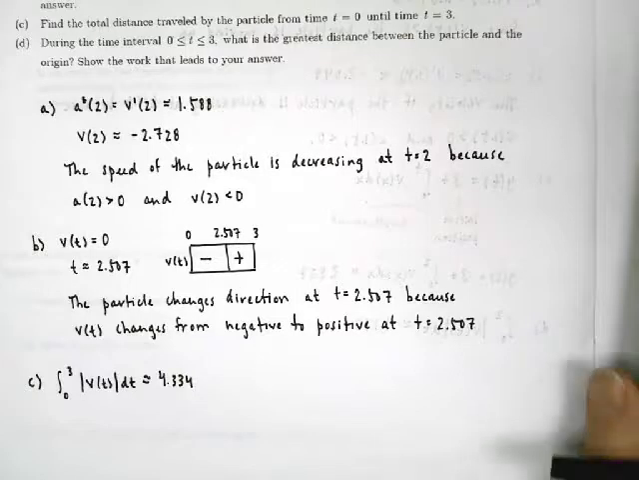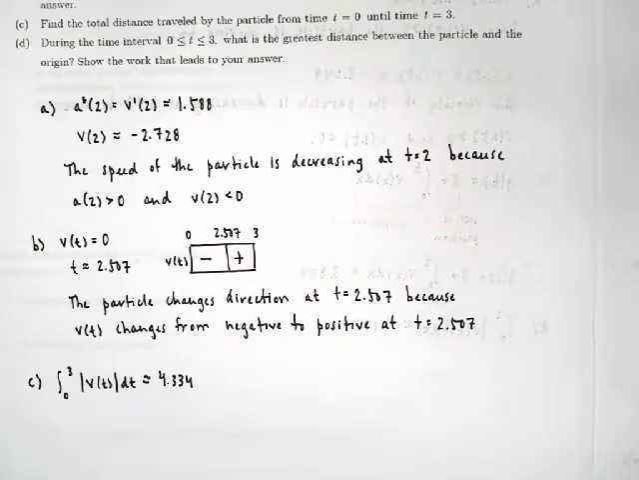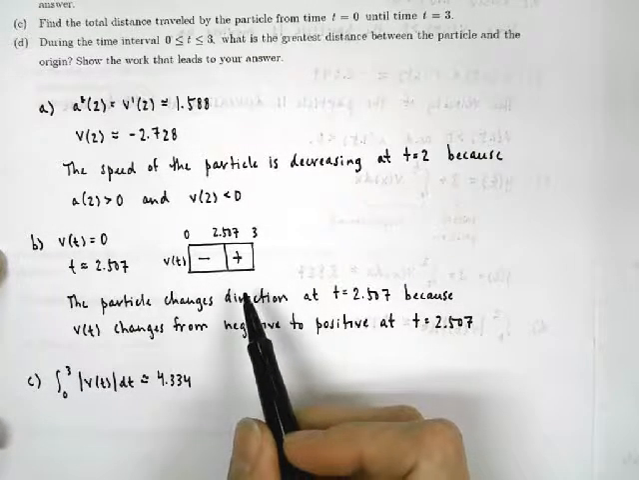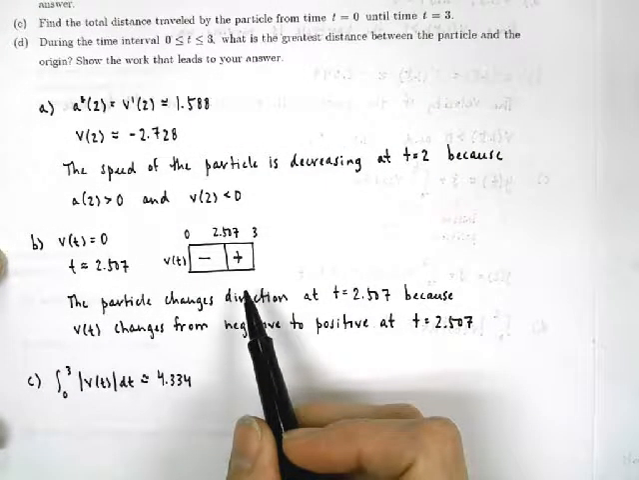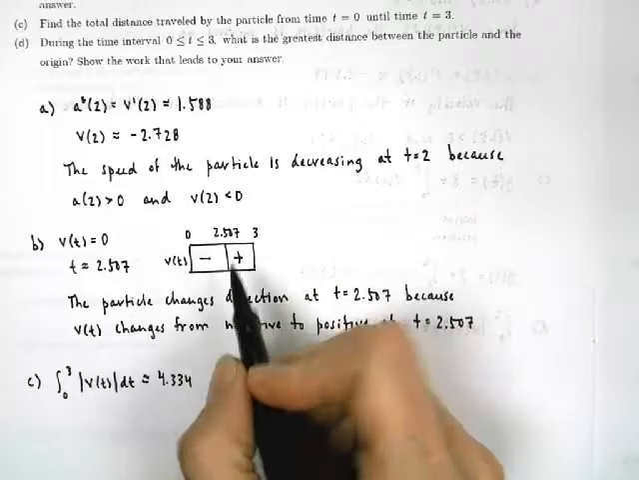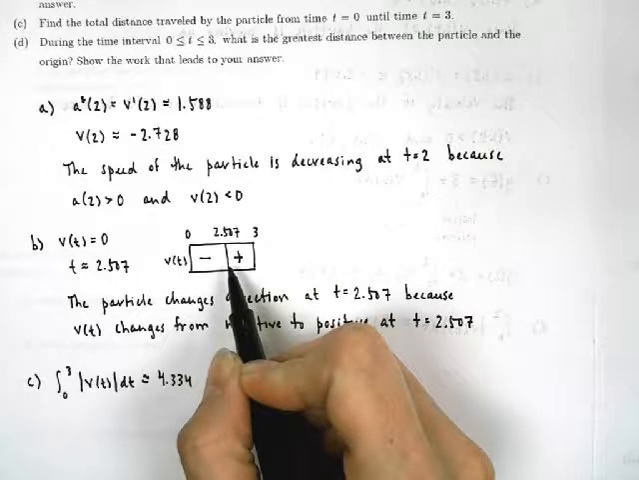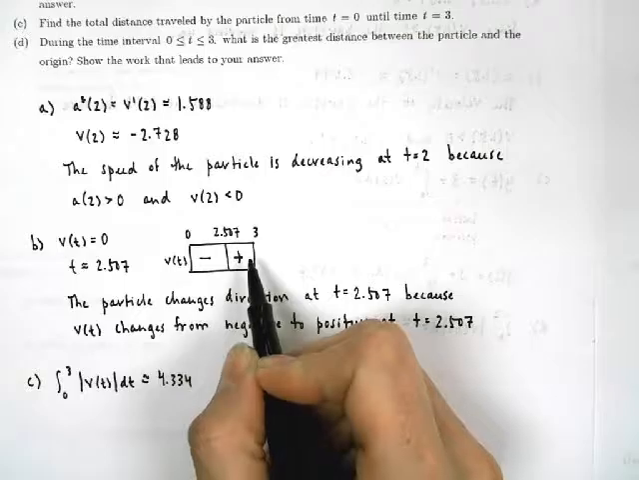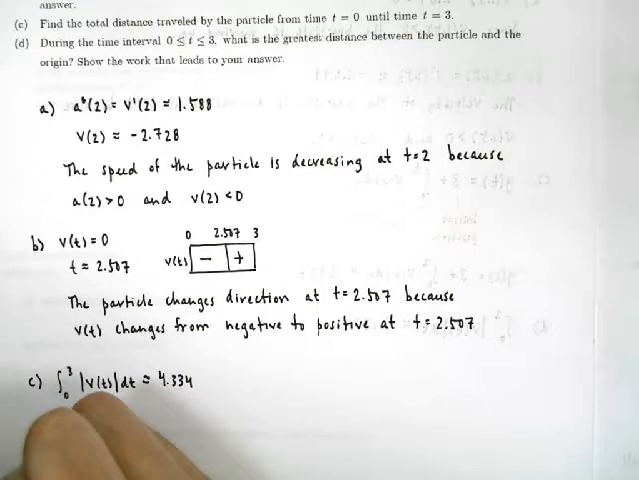At any rate, let's go on with part D. So this is asking, during the time interval from 0 to 3, what is the greatest distance between the particle and the origin? So we want to know either to the left or to the right, what's the greatest distance? So it asks us to show the work that leads to our answer. So now, we know from part B, we already know where the particle changed directions. So now, we're going to use that information to actually find the position at our time equals 2.507 and at time equals 3.